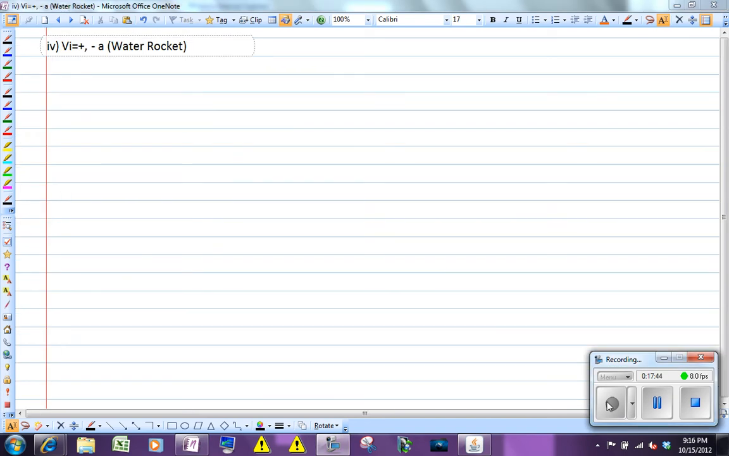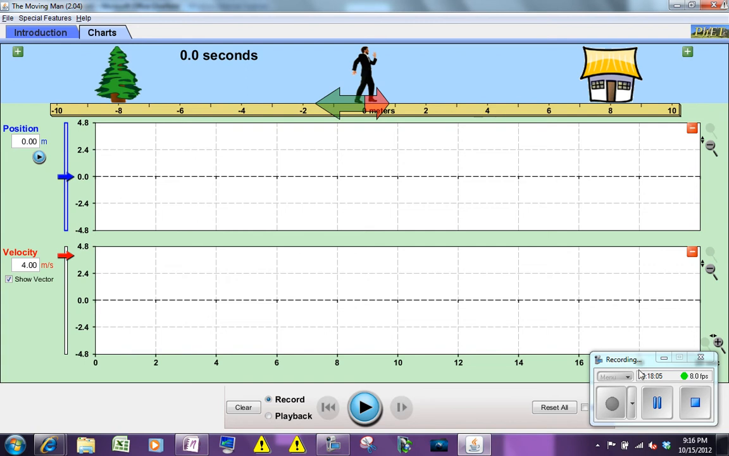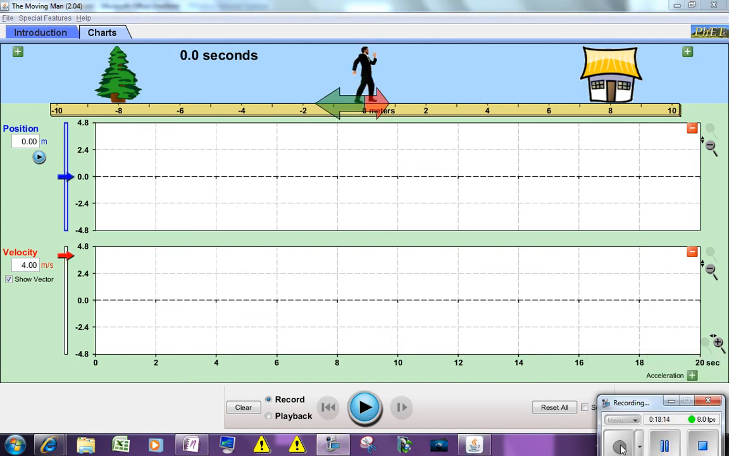Now let's look at an important scenario where you launch something, say a water rocket, and it goes up and then comes straight back down. So for this example, let's assume that we launch some sort of rocket upwards at 4 meters per second with an acceleration of -2 meters per second squared. And let's see what that looks like. Let's try that launch again with an acceleration of -2 meters per second squared.